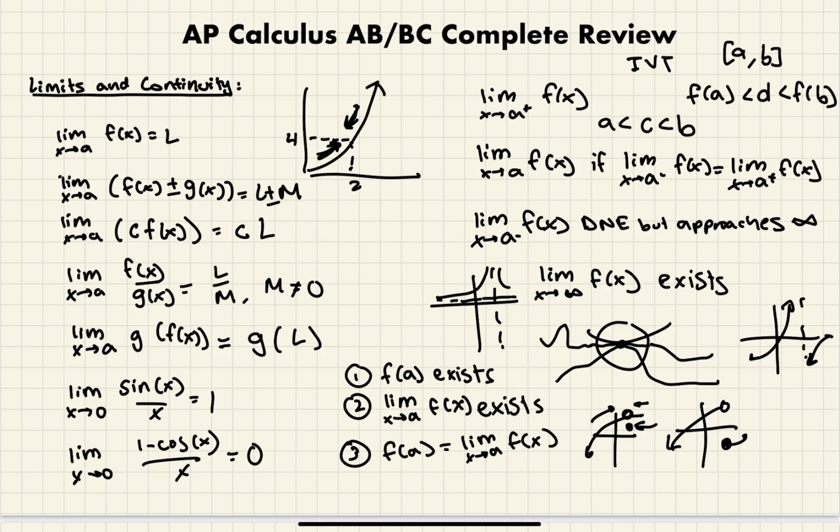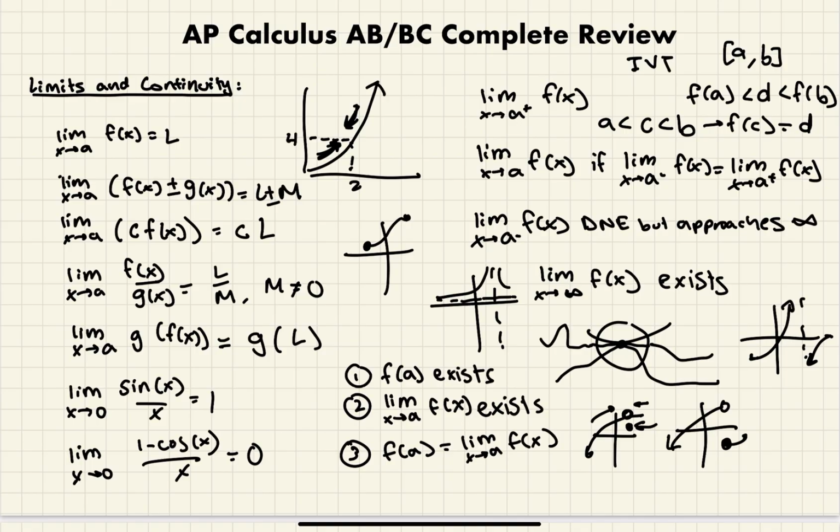such that f of c equals d. That was a lot, but basically what it's saying is you've got a function, f of a is here, f of b is here. That means that the function must cross every point between f of a and f of b at least once, because it's continuous.